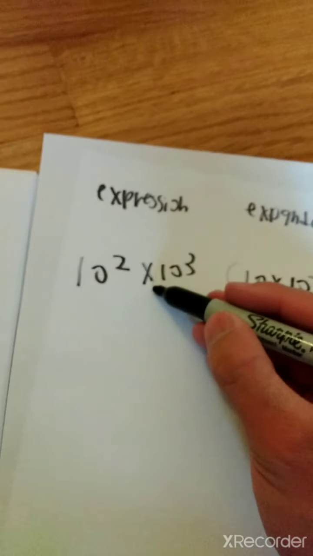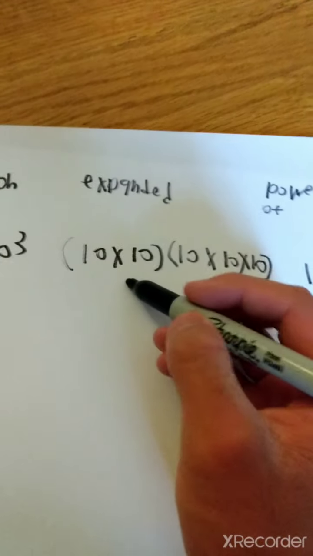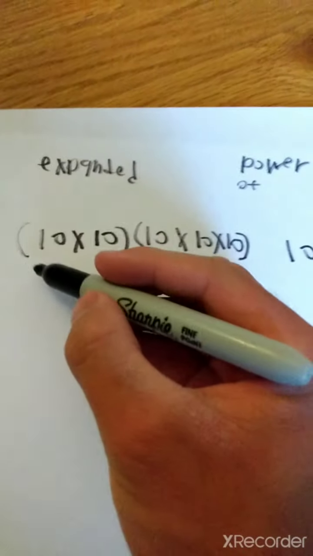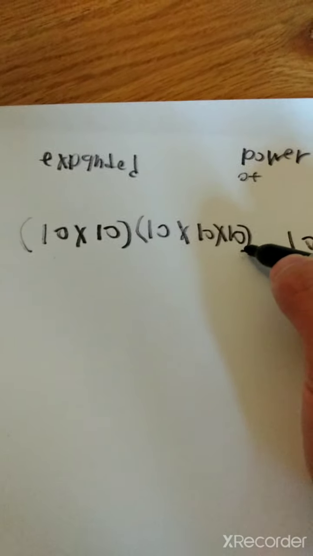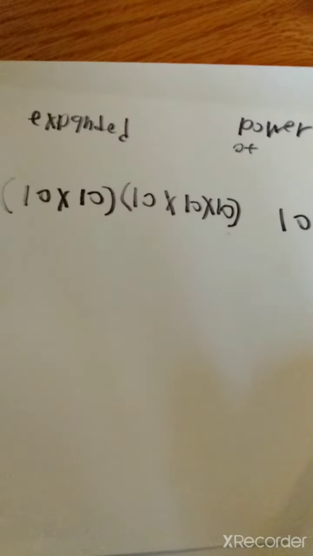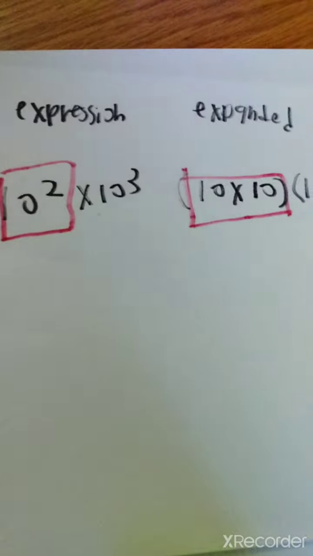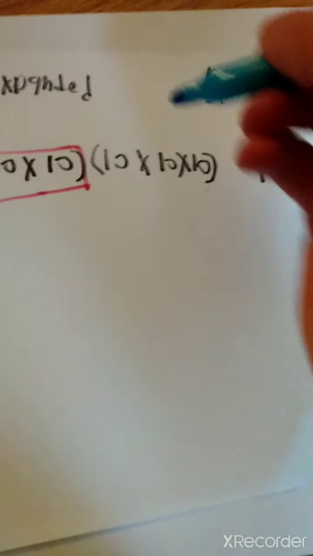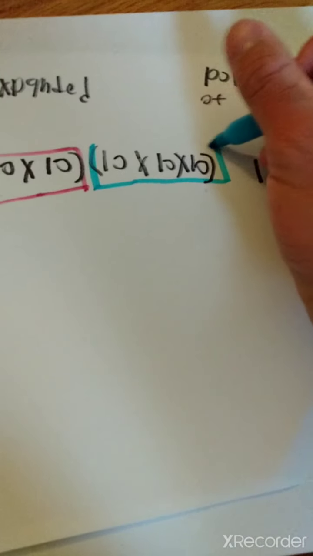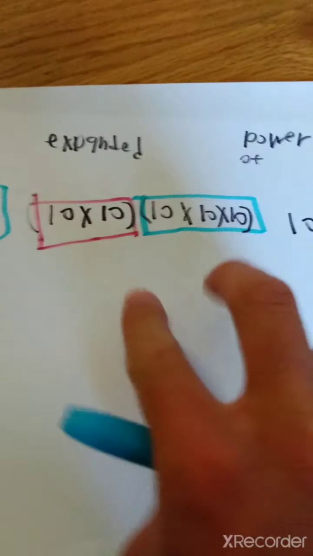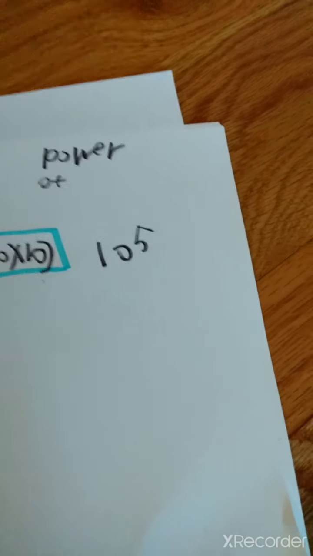Because out of the two exponents here, we get 1, 2, 3, 4, 5. There are 5 number 10s in the expanded form. We got this information because 10 to the power of 2 means 10 multiplied by 10. Then we have 10 to the power of 3, and that's where we get the 10 times 10 times 10. So if we multiply these two, we have to add up all the 10s in the expanded form. And that's how we get our answer, 10 to the power of 5.